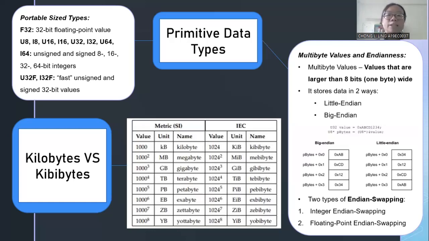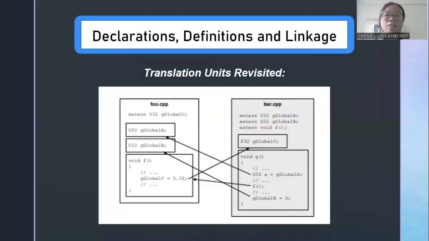In kilobytes versus kibibytes, we usually use kilobyte to represent 1000, but computer programmers usually use kibibyte to represent 1024. Next, a .cpp file is called a translation unit, which is the smallest unit of translation. It generates an object file, and the linker combines all of them to resolve external references.